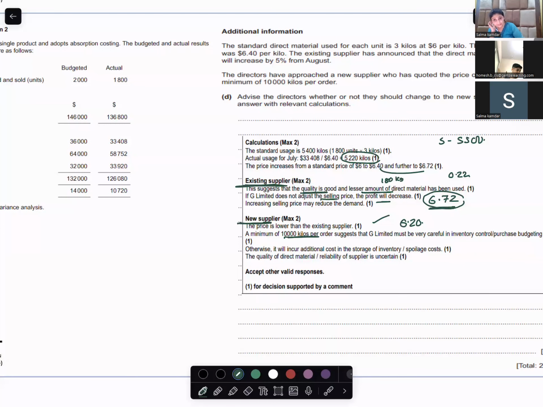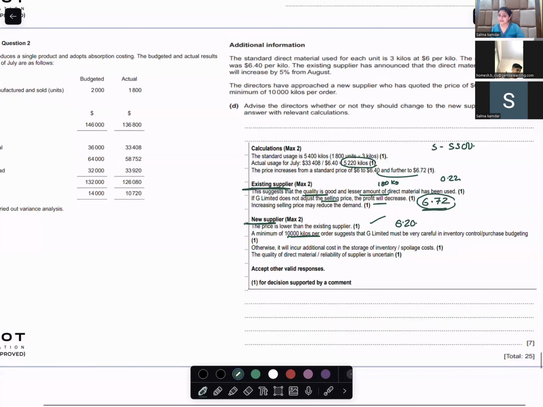That means if you go with your new supplier, you have to be very careful with the inventory control, the purchasing budget, and the management of the inventory. If you don't manage the inventory, you will have spoilage cost and you will end up spending more in storing the inventory. Also, you do not know if your new supplier is reliable or not, or the quality of goods they are going to give you.